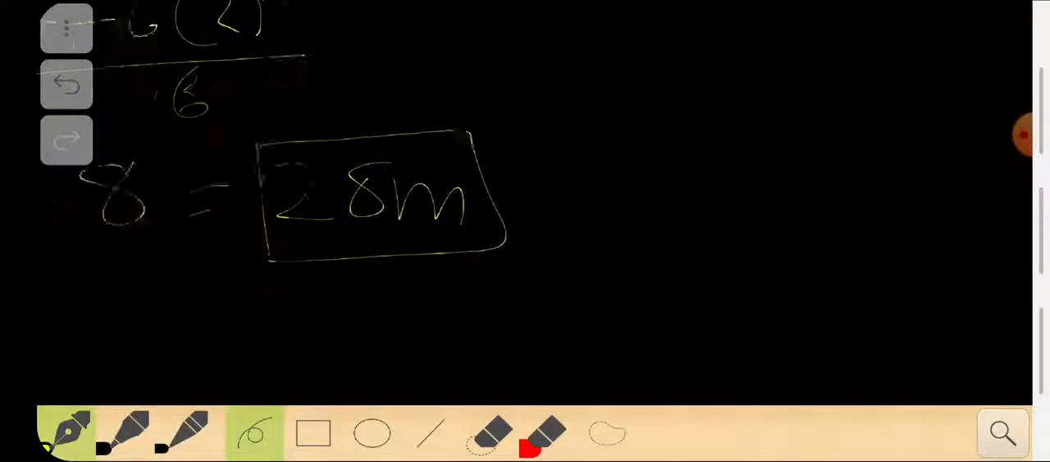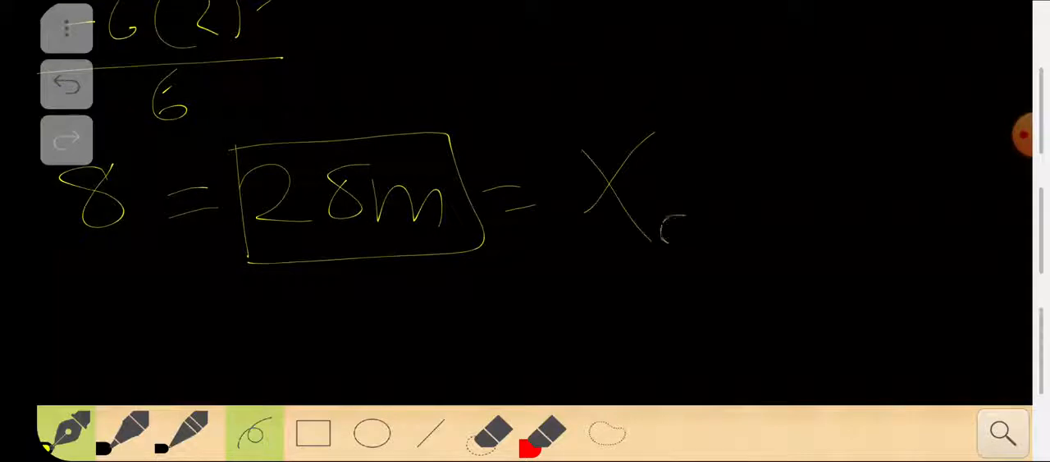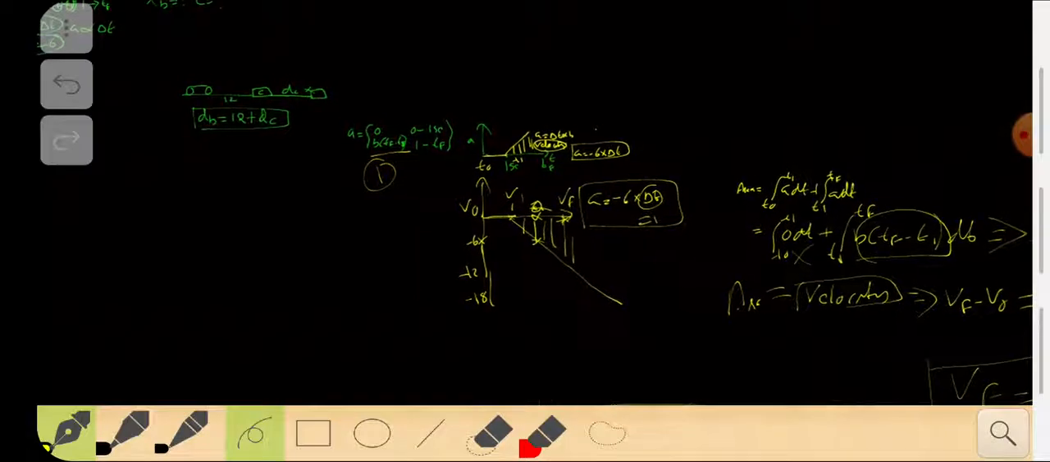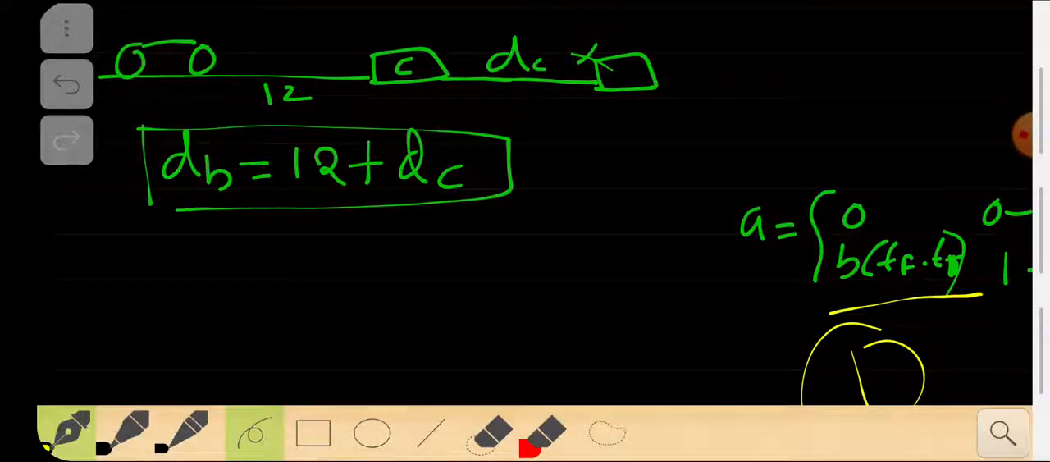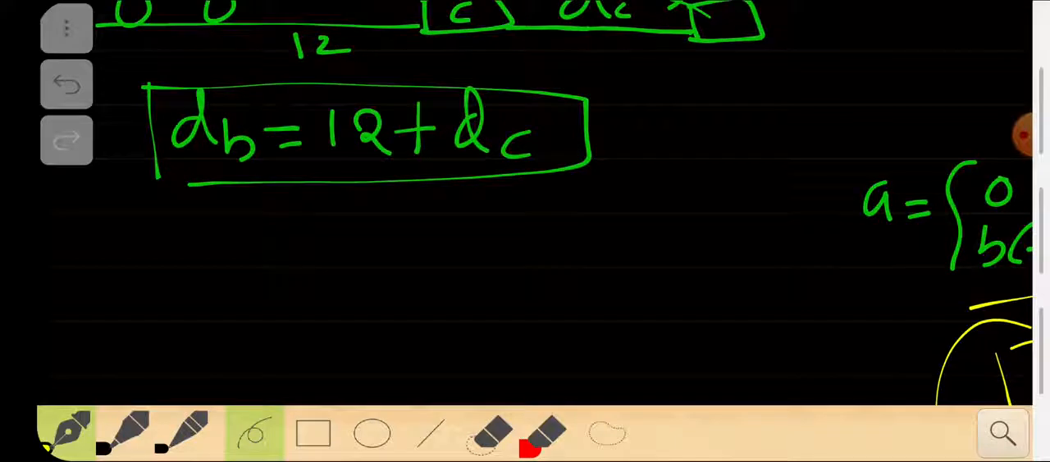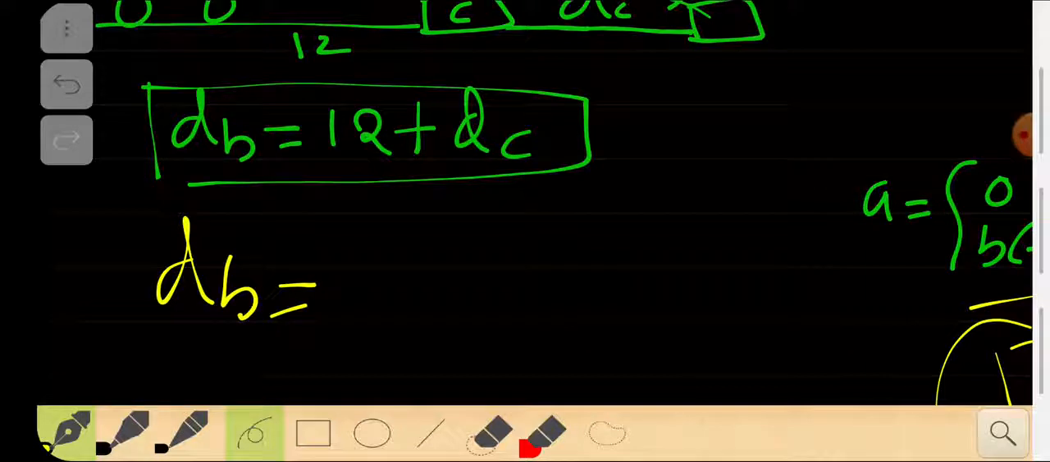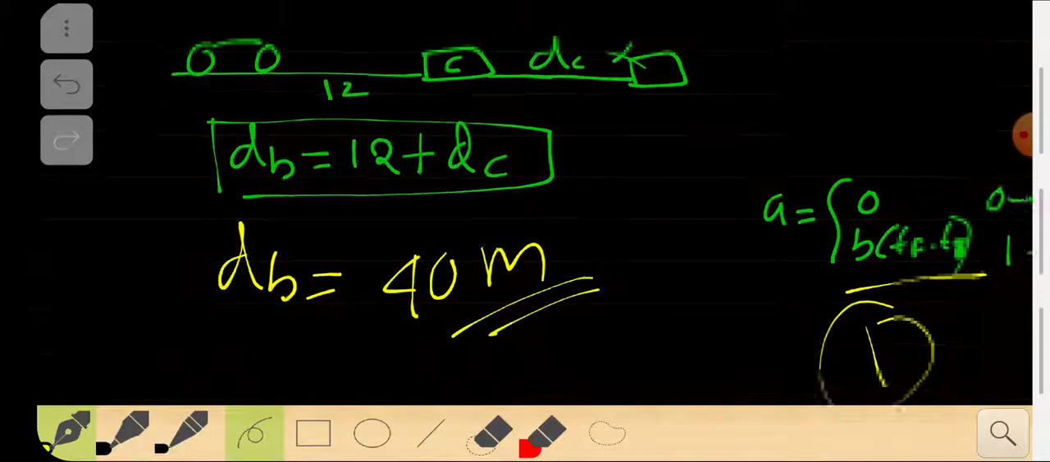So that's the distance the car travels. Now we got the distance of the car. Remember that we have told beforehand that the distance of the bike is equal to 12 plus the distance of the car, so the distance of the bike will become 12 plus 28, so that's 40 meters. We got that as well.